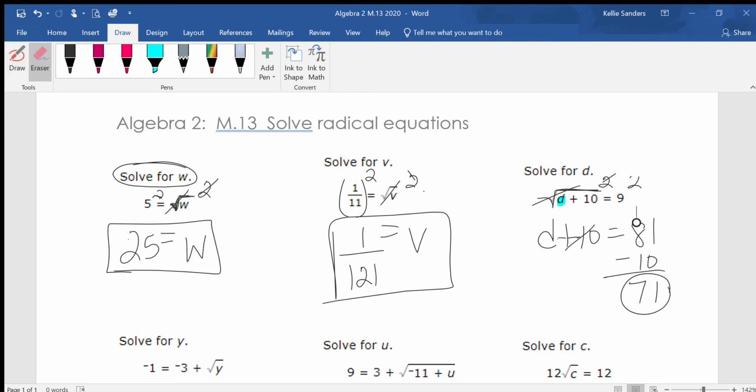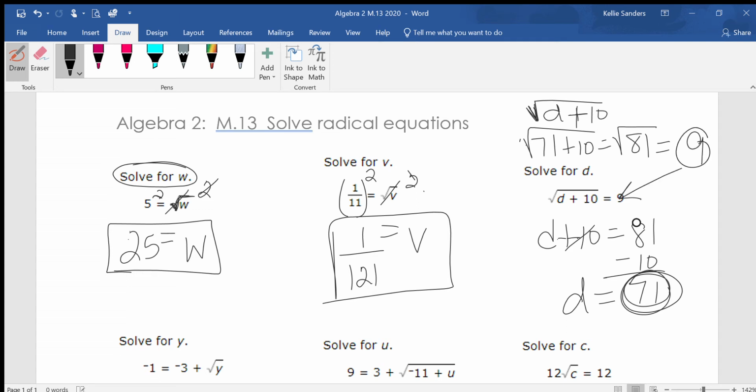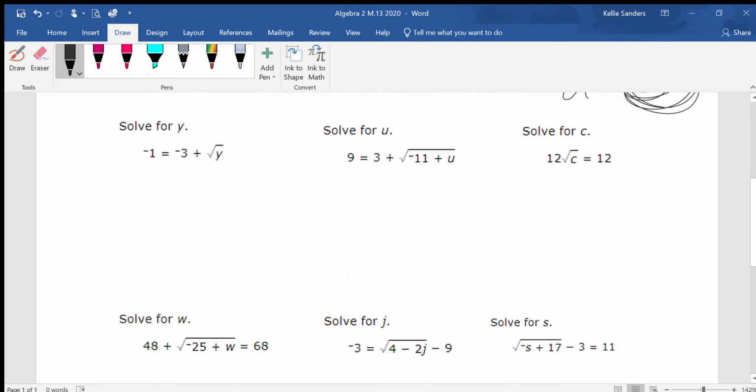Now let me show you what happens. If I just gave you 9 plus 10, and I said D is 71. If you put 71 in for D, and you had the plus 10 still there, what's 71 plus 10? 81. What's the square root of 81? 9. What's that right there? 9. So I was able to check it to make sure that I got the right answer. Now the answer is 71. I shouldn't have circled that 9, but that's how you would figure out if you got it right or wrong.